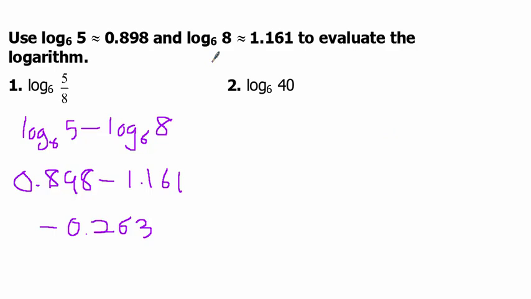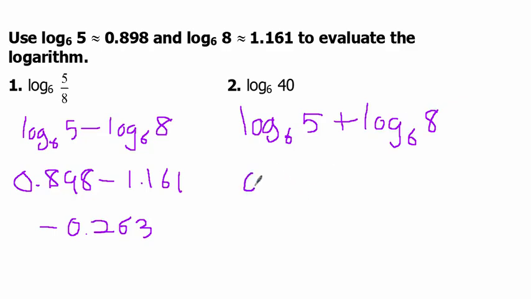40 in terms of 5 and 8 is 5 times 8. So this one is going to end up being log base 6 of 5 plus. Now I do want you to write these out, so I know what you're thinking. So this ends up being, and don't try to skip steps, and you just use the calculator. So that is 2059.